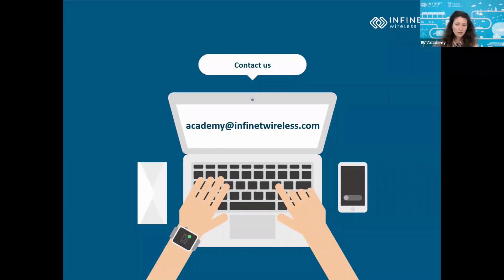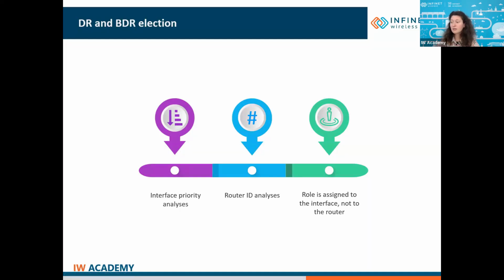Okay, I will just move to a different slideshow. We learned in this slide that the DR is elected first of all based on the interface priority. So the router that has the highest interface priority, which we can see in the hello packets, will be the DR. If the priorities are equal, then it will check for the highest router ID. So we have only two conditions, interface priority and router ID. If you want to control the election, you have to manually assign interface priorities, okay?